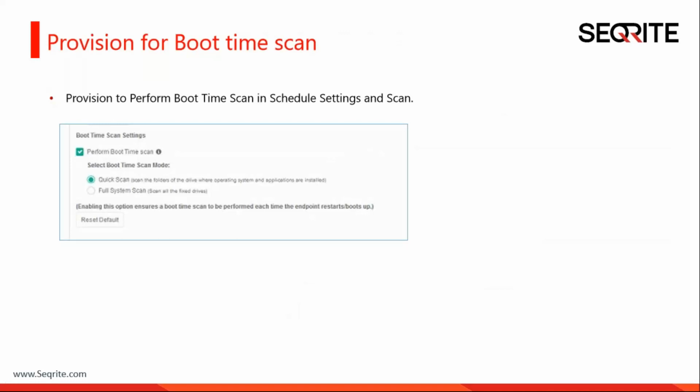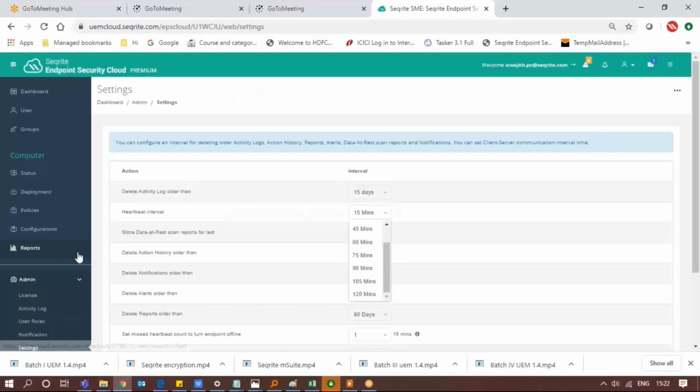Now, one good news is that we have added a provision to perform boot time scan in the schedule setting scan option. Whenever we schedule a scan, we can also perform a boot time scan, and it can be performed as a quick scan or as a full system scan. Full system scan will scan the entire system. If it is quick scan, it will scan the folders of the drive where the operating system and the applications are installed. So let's see that setting in our EPS cloud.